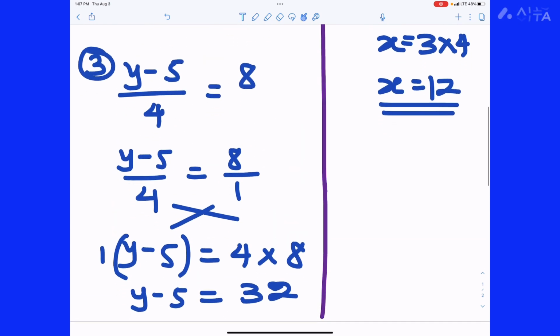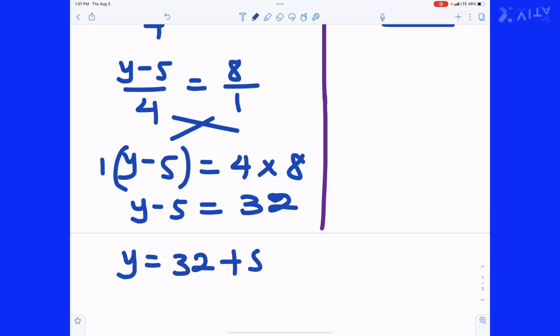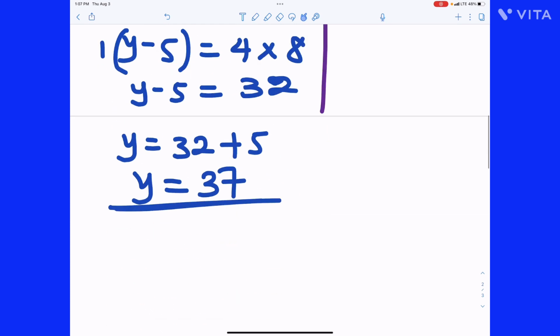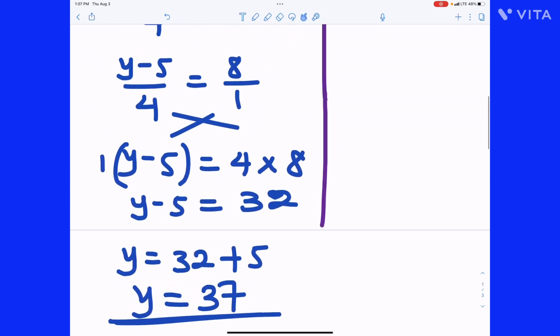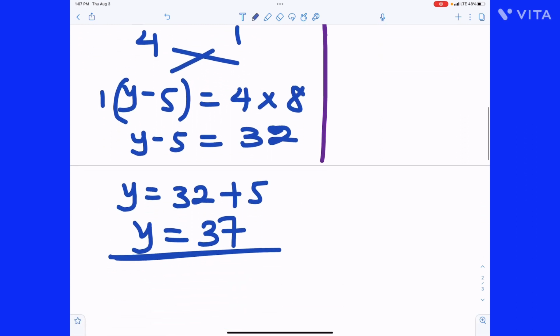And y is equal to what? Y is equal to 32 plus 5. When you collect like terms, minus 5 will go to the right, and you get y is 32 plus 5. That answers question 3. So take note of that. Let's go to question 4.